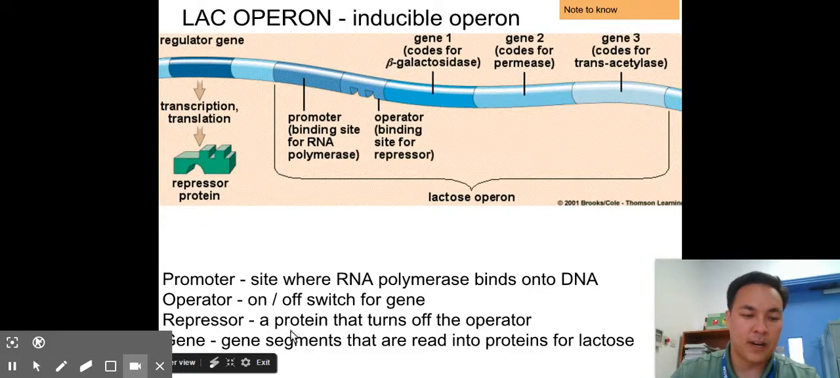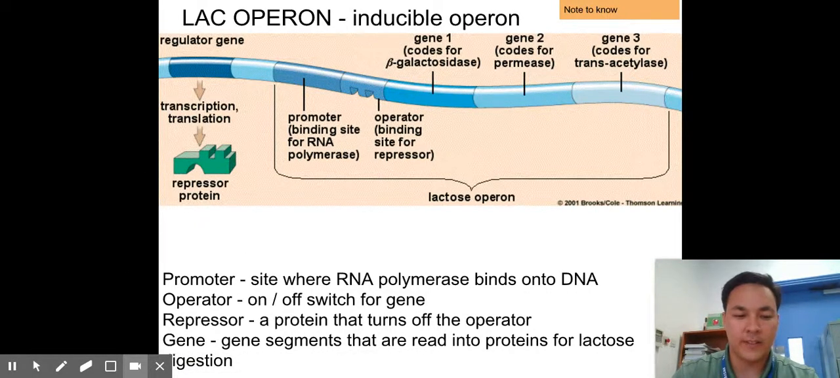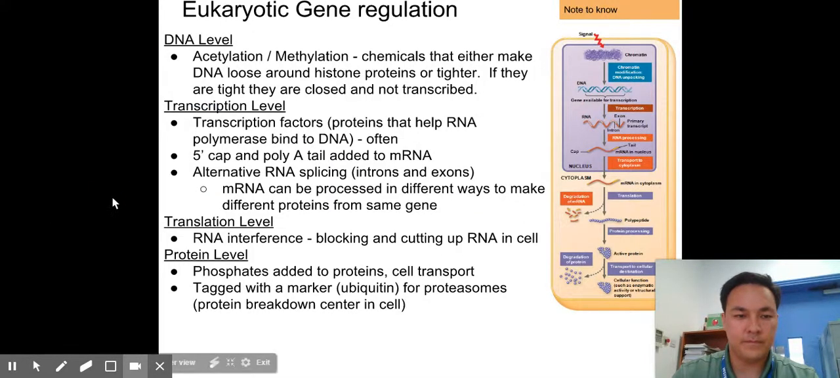You can remember this because of PROG. So some of you all watched the Amoeba Sisters or the Bozeman video on this. It's a good thing to review. So you have the promoter, you have the operator, the on-off switch, the repressor, and then the genes. You do not need to know eukaryotic gene regulation, so you can wipe that out. But this is some pretty cool stuff.